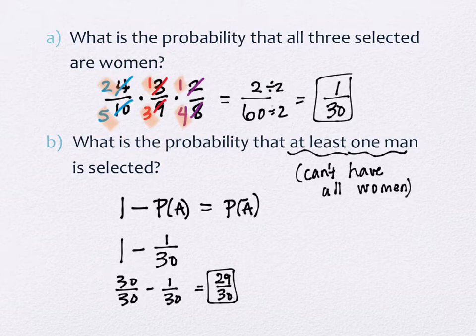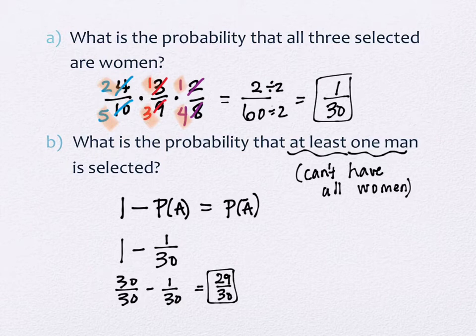If it's a 1 out of 30 chance of having all women on the committee, then there's a 29 out of 30 chance of having at least one man on the committee. So this is a good example where a tree diagram becomes quite useful. It's partially useful because the probabilities kept changing along the way. That's really part of the reason why it was useful to us. But it also just kept it all organized in a nice, neat fashion.